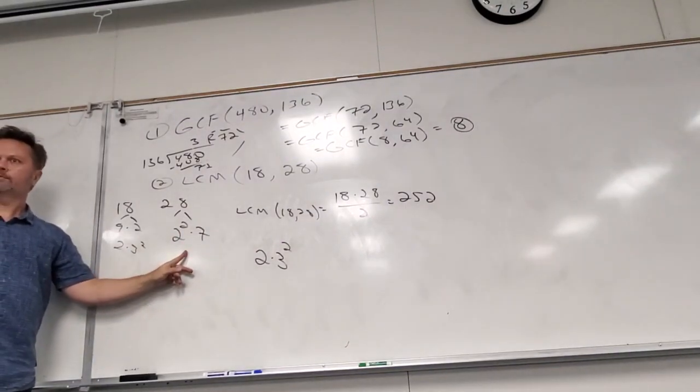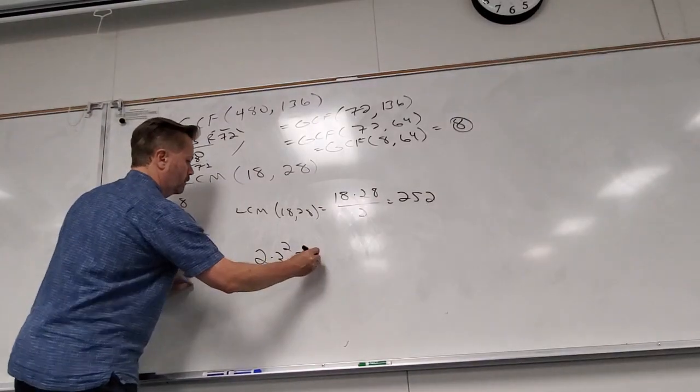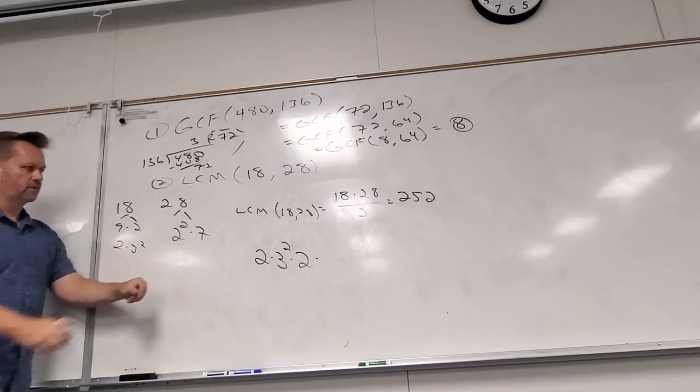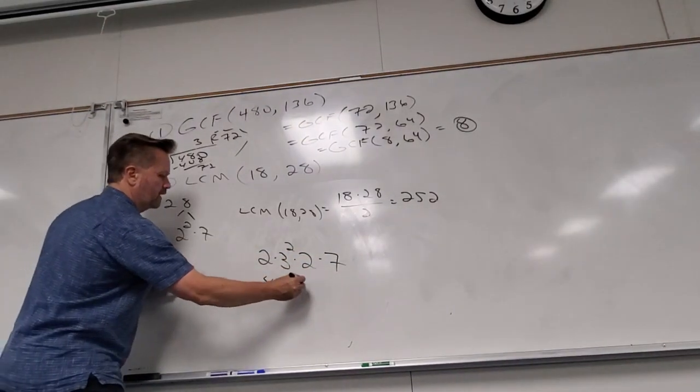This guy's got how many 2s? 2. He's only got 1. I'm going to give him another 2. And of course this guy's also got a 7. So then the answer should be 4 times 9 times 7.